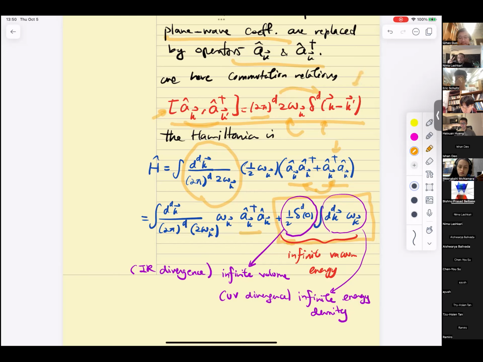Now, there are two origins of these infinities. One of them has to do with this delta 3 of 0. It has to do with infinite volume. That's an IR divergence. You also have this integral over k of omega k. That is an infinite energy density because you have arbitrarily large momenta, frequencies, sorry, or momenta, both. So even if you sit in finite volume, this term is going to be regulated. It's going to be nice. It won't be an infinity. It will be something that's related to the volume.